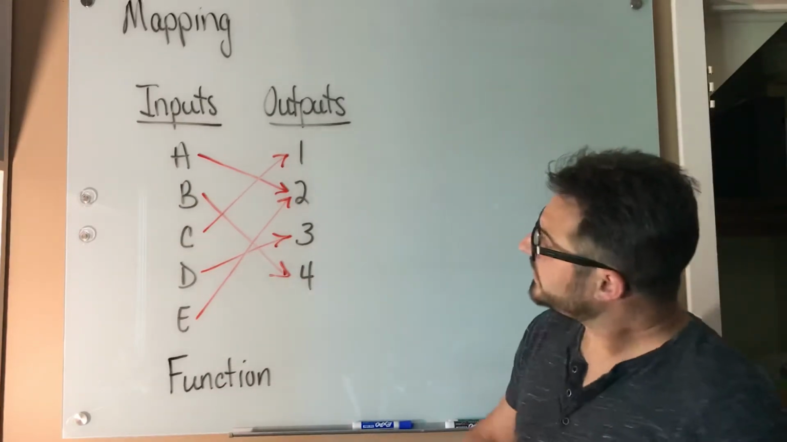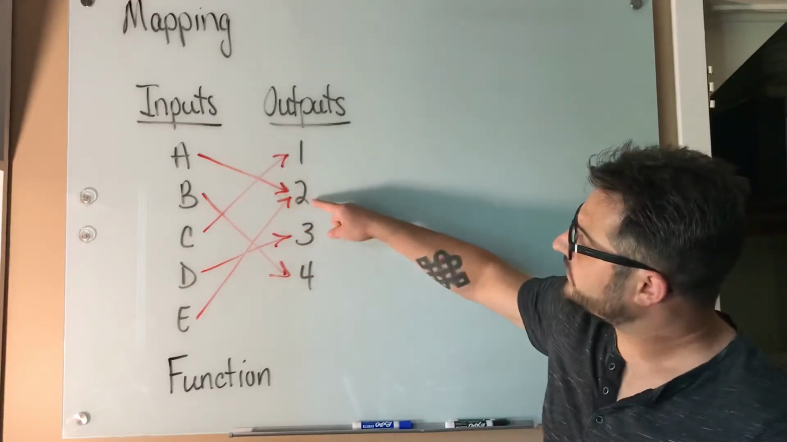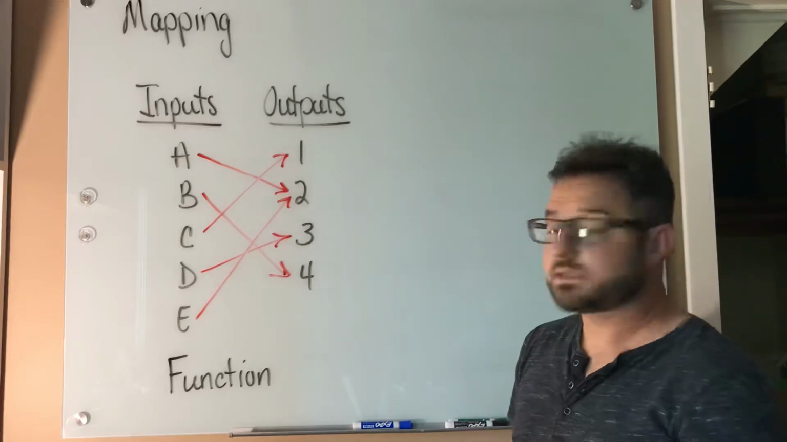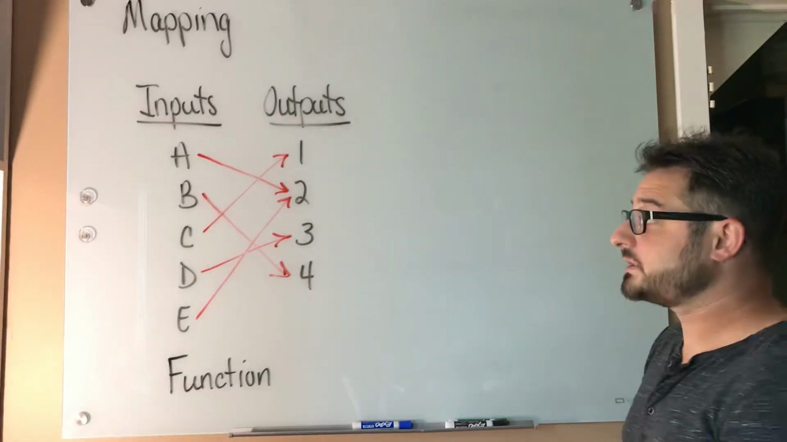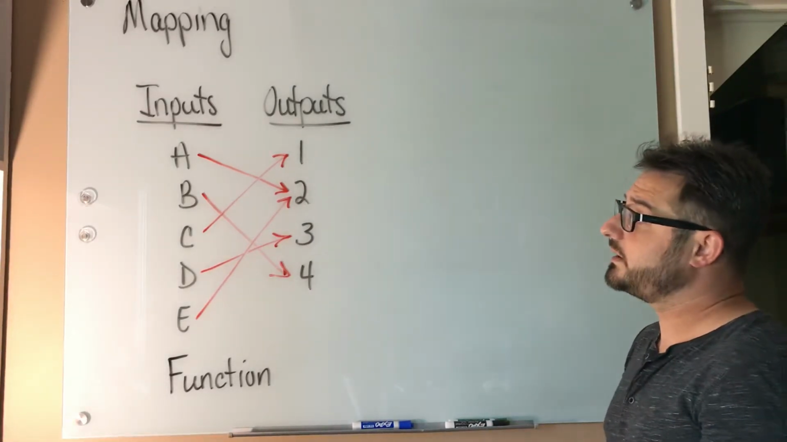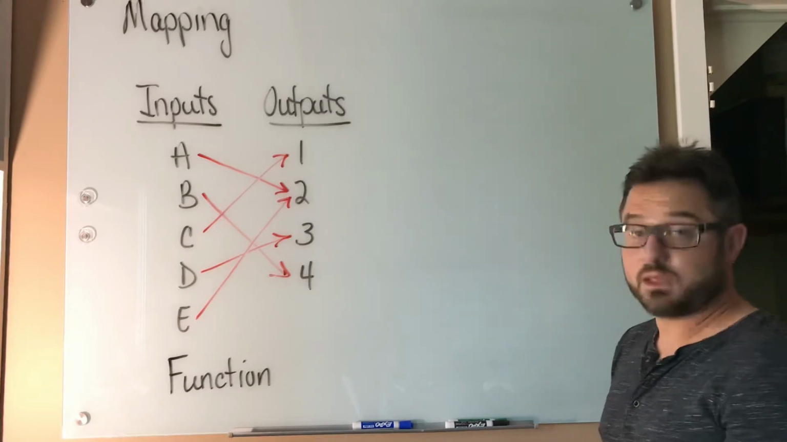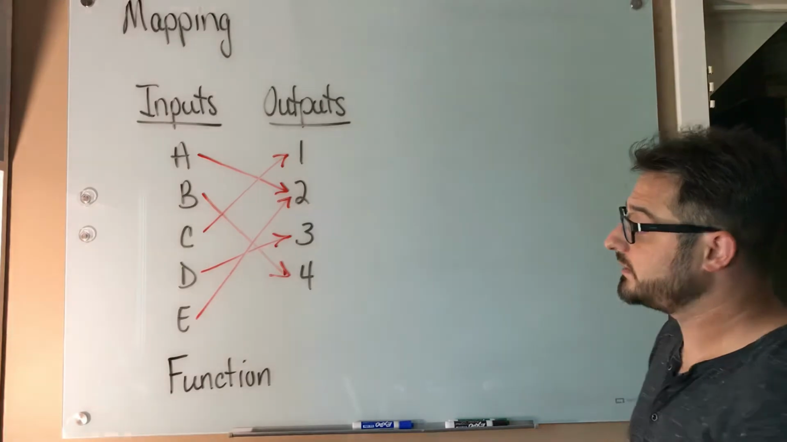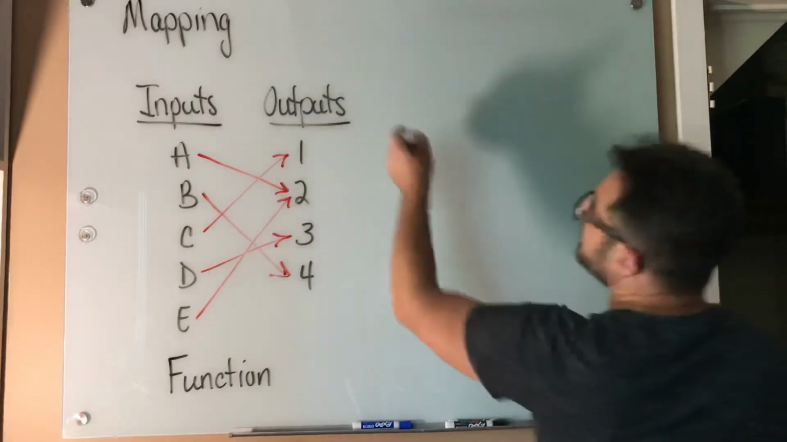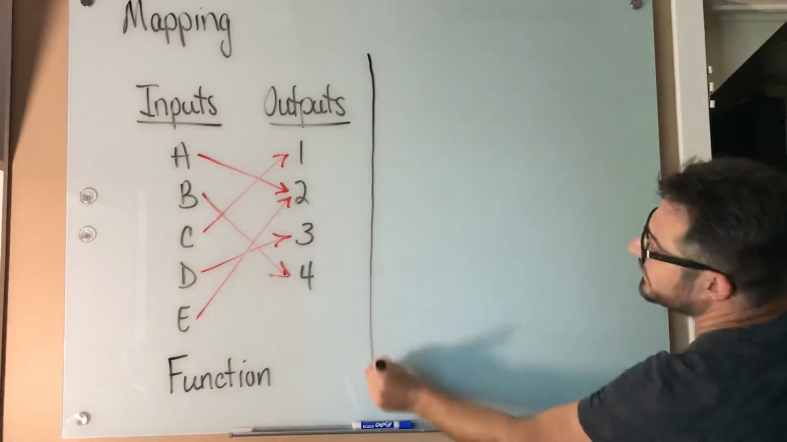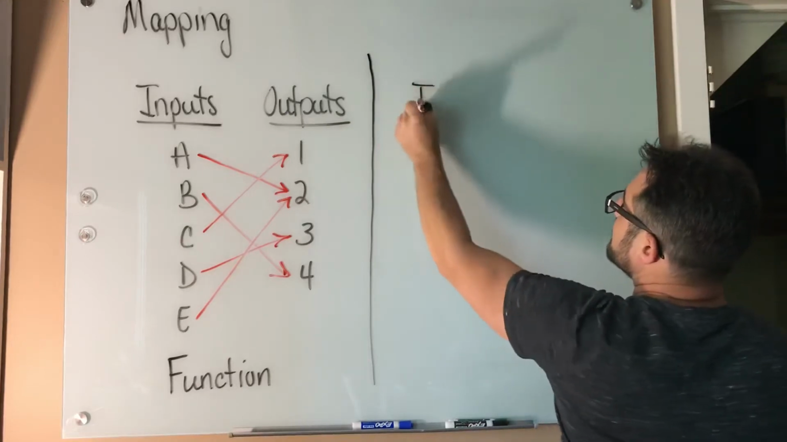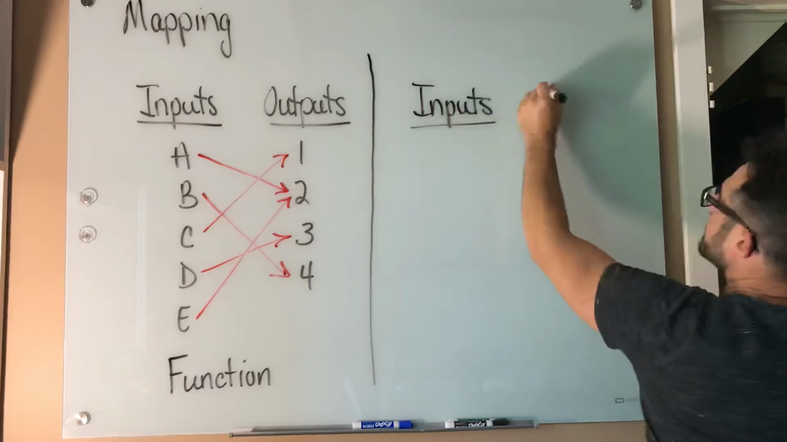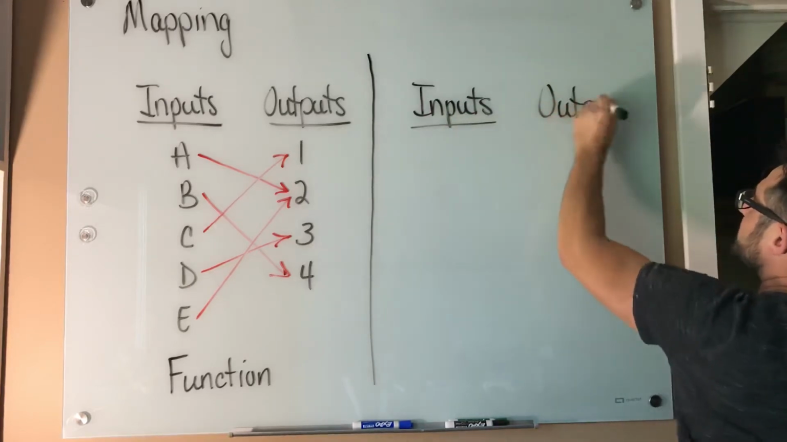Now, note here that A produces an output of 2, and E is also paired with an output of 2. This is okay. The definition of function does not place any restriction on the outputs and how often they may be produced or paired, but the inputs may only be used once. As a counterexample, this is another mapping, but this time it will not be a function.